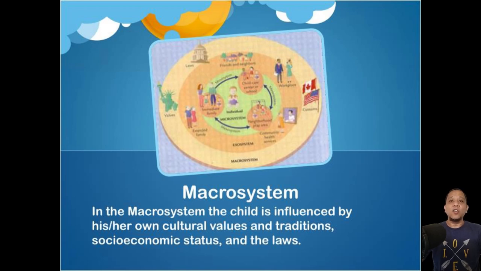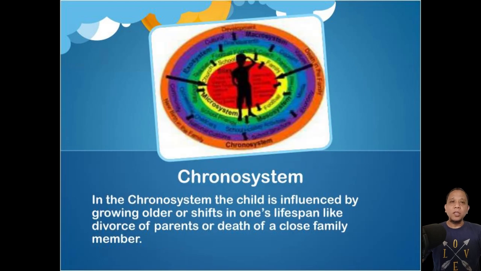Such beliefs can also vary based on geographic location and socioeconomic status. Chronosystem. The chronosystem is the outermost level of the model, accounting for the role that time plays in influencing individual development. This includes personal experiences that occur over the course of life, the various life transitions that people experience, historical events, and social changes.